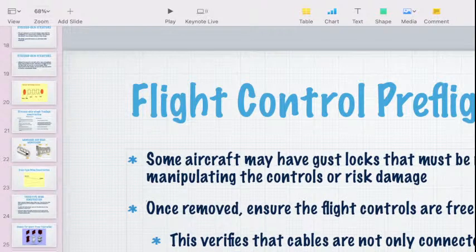Once these gust locks are removed, ensure the flight controls are free and correct. This verifies that cables are not only connected but connected correctly. You can remember how ailerons deflect by using your thumbs. So this is a fancy little trick. Place your hands on the yoke with your thumbs facing straight up. If you turn left, your thumbs are then pointing left, and you will notice the left aileron up and vice versa for the right.